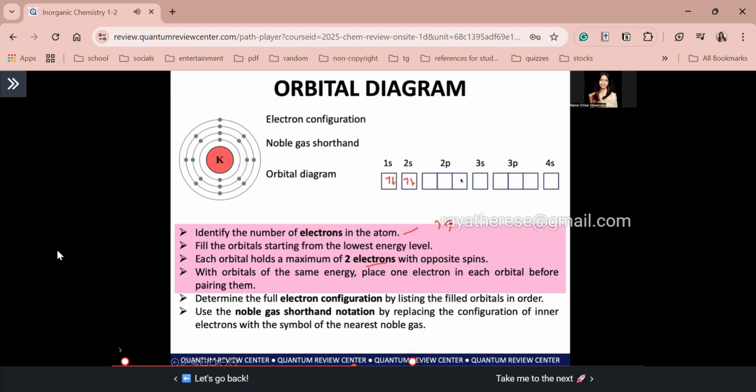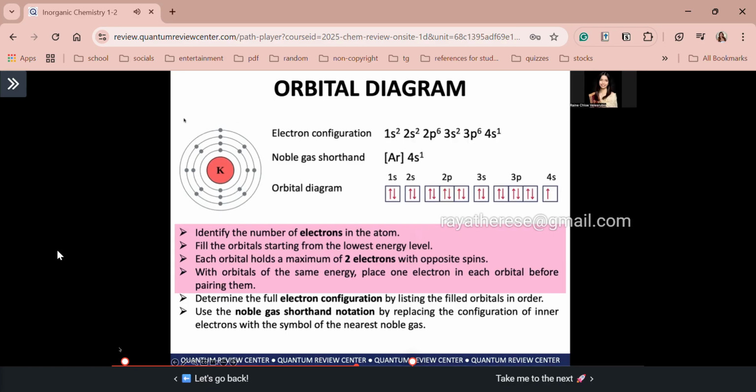Okay, so iko-complete ko na yung 19 dito, okay? So 1, 2, 3, 4, 5, 6, 7, 8, 9, 10. Okay, observe nyo guys, naglagay muna ang tig-isa sa bawat orbital before pairing them. So single, single, single, double, double, double. Then, sunod sa 3p, so far we have 12, 13, 14, 15, 16, 17, 18, 19 electrons. Right? Now, we can determine the full electron configuration by listing the filled orbitals in order.